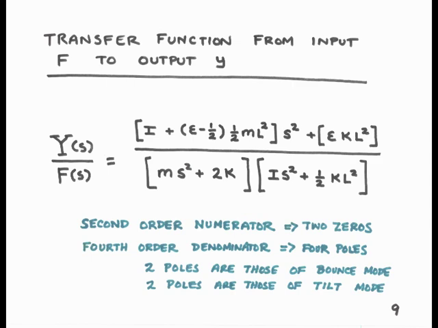So it's a complicated transfer function, but let's talk about it on a conceptual level. We have a fourth order denominator, so there's going to be four poles. And you see that denominator's already factored. We have one term, which is the poles of the bounce mode, and the other term, which is for the poles of the tilt mode. And you'll note that the numerator is second order, so this system will have two zeros.